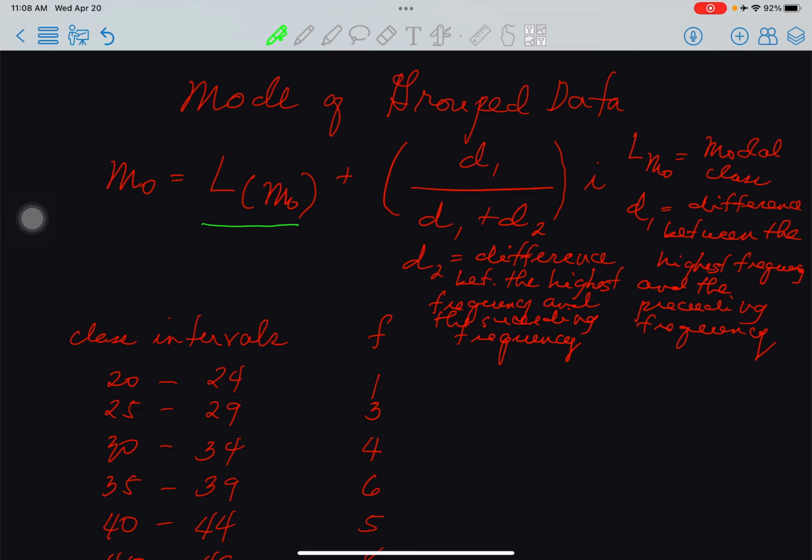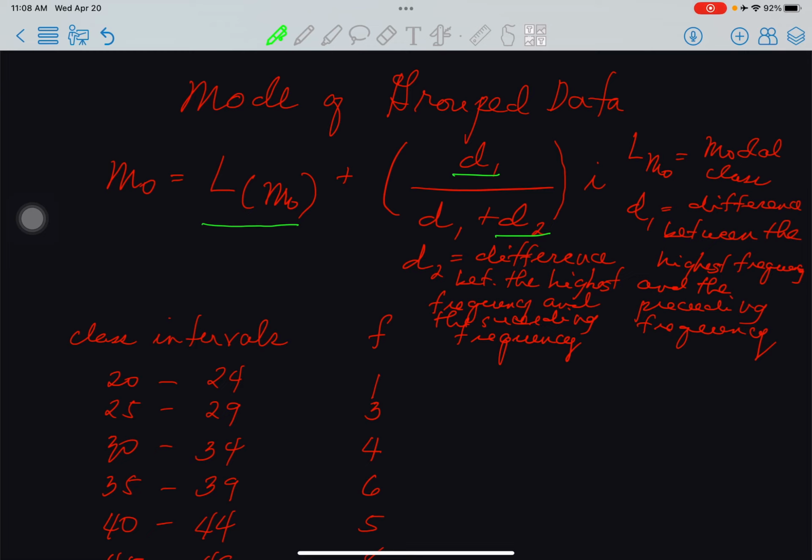So what is d sub 1? D sub 1 is the difference between the highest frequency and the preceding frequency in the given frequency distribution table. Then our d sub 2 is obtained by getting the difference of your highest frequency and the succeeding frequency in the given frequency distribution table.